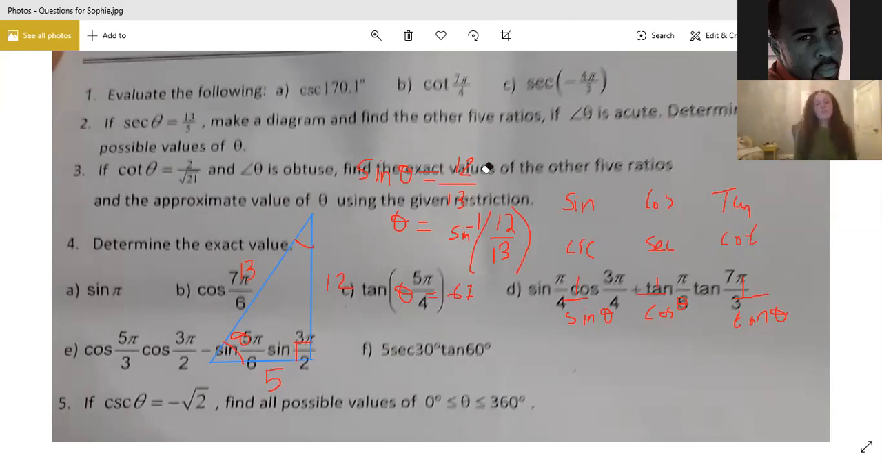Number two. Number three. What did I do for number 3? Oh, I did it on a piece of paper. Where did my paper go? Here's my paper. So I inverse tanned root 21 over 2, which gave me 66.421. So tan of theta is root 21 over 2. Cos of theta is 0.4. Sec of theta is 1 over 0.4.